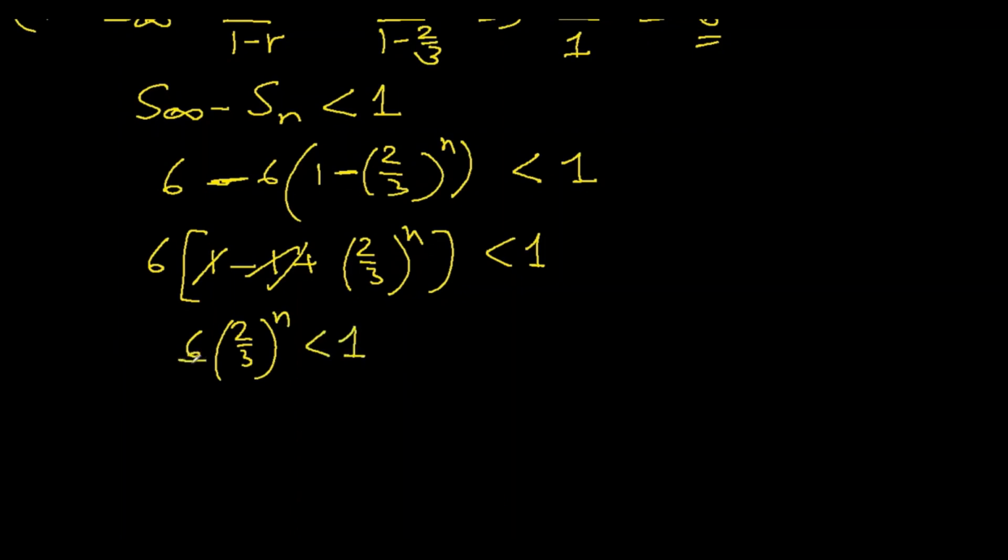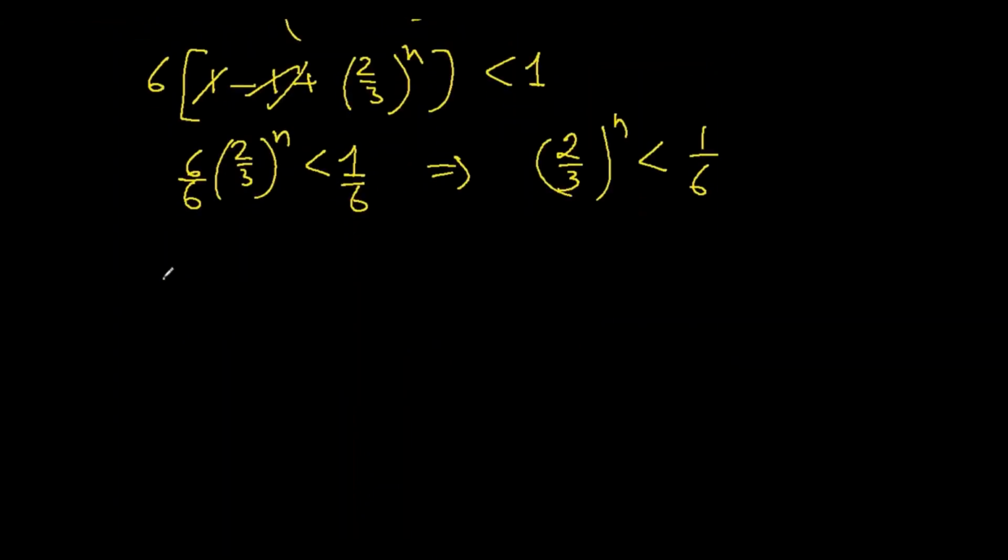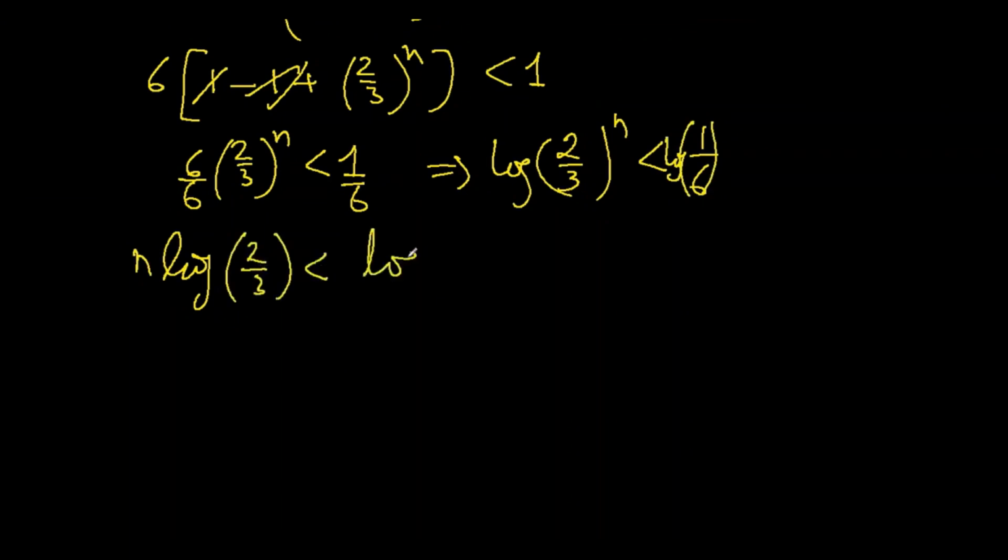So let's divide both sides by 6. So what does this become? 2 over 3 to the power n is less than 1/6. Now let's take log of both the sides. Log, let me write log here, log and log. So it becomes n log 2/3 is less than log 1/6. Let's divide both sides by log 2/3.